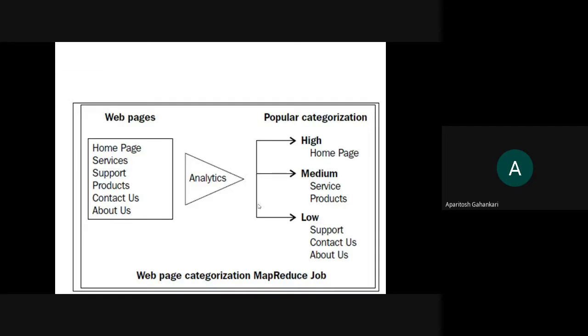So this particular problem, you can see in a graphical way that these are a set of your web pages. Suppose these are again the standard pages that any website will have: home page, then about us, contact, product, support, and services. Suppose these are the web pages which are there. Now by doing the analytics, and particularly we will be trying to use the Google Analytics, we will categorize these web pages into high, medium, or low popularity categorization.